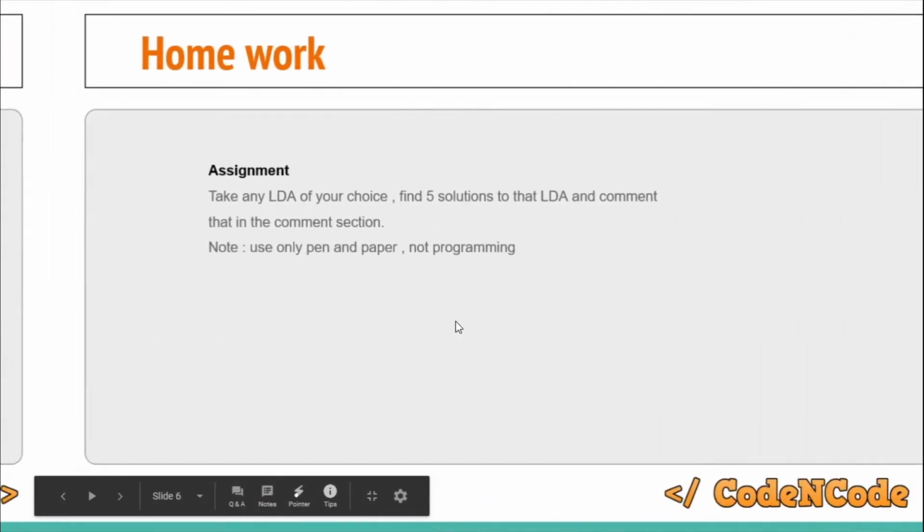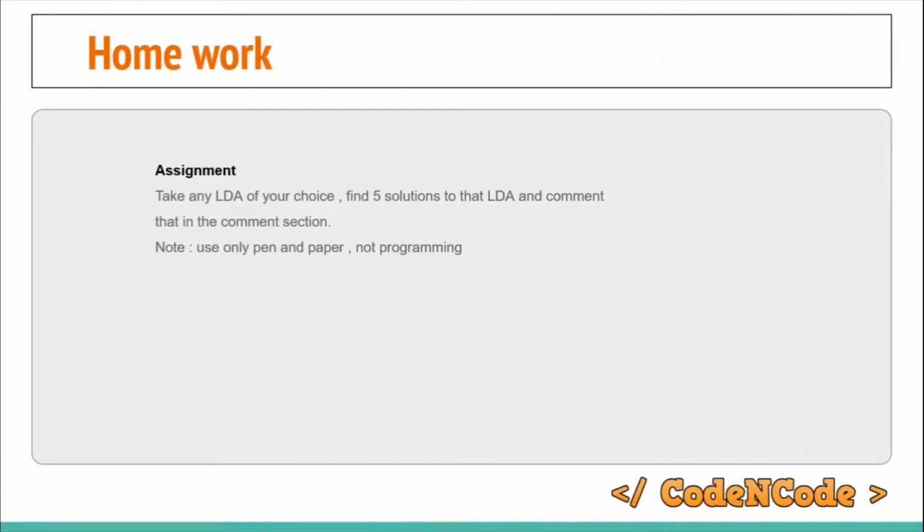Now here is a simple homework for you. The lecture is not over yet, we have to cover one more thing. Take any LDA, find 5 solutions, and comment them in the comment section. And of course you are not allowed to use programming. Do it using pen and paper. You can see that I usually emphasize that you should use more pen and paper. That is because the more you play with the algorithms using pen and paper, the better your mind will be at working with those algorithms, the better your mind will learn those algorithms.